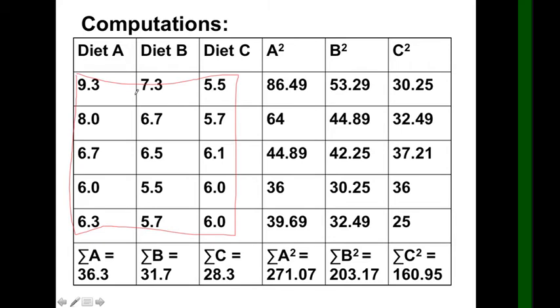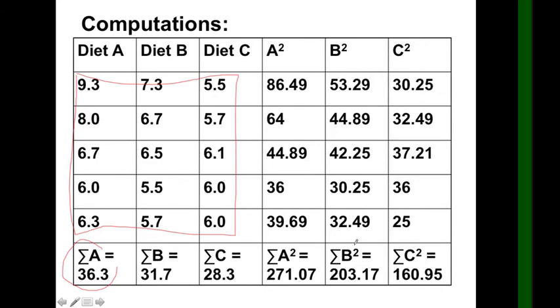And now, for diet A, we will get the summation of A, or the total of A. So we will just add all of this and we will get 36.3. For this one, we will add the summation of B. We will get 31.7. This one, we will get 28.3 for the summation of C. For the A squared, we will multiply each A by itself. 9.3 times 9.3 is 86.49, 64, and so on. And get the summation of A squared, and you will get 271.07.